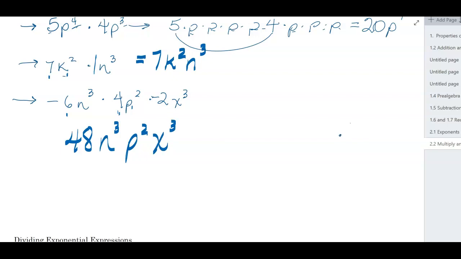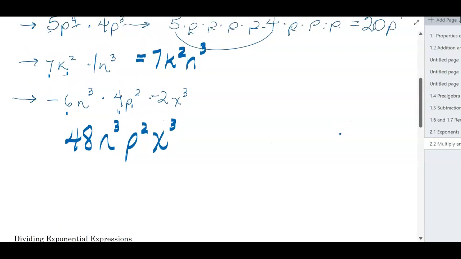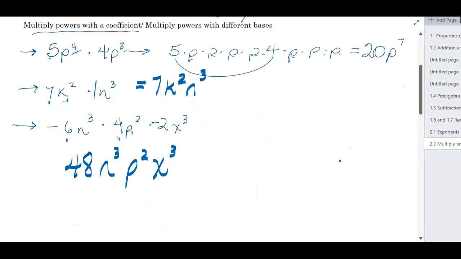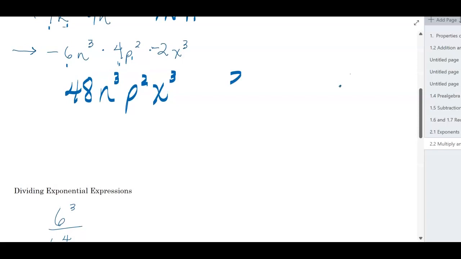And I am done. Okay? Let me do one more because I noticed that I didn't do any singles. What if I had 3x times 2x squared times 5z? I hate using z, but z.